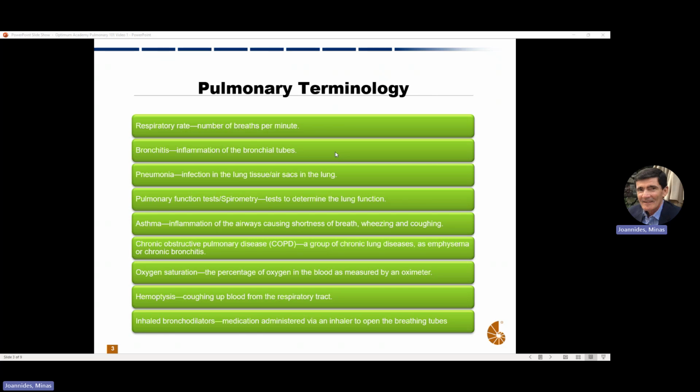Oxygen saturation, expressed in percentage, is the percentage of oxygen in the blood as measured by an oximeter, which is a clip that's put on a finger. Hemoptysis. You see that word? It means the applicant is coughing up blood from the respiratory tract. And inhaled bronchodilators, medication that's administered right to the lungs via an inhaler to help open up the breathing tubes.